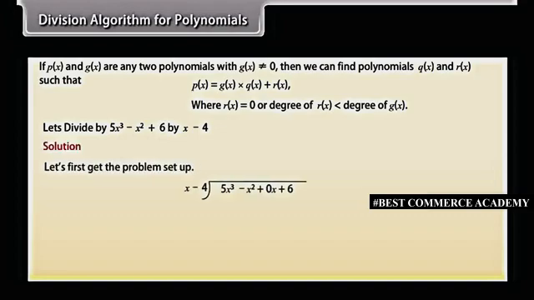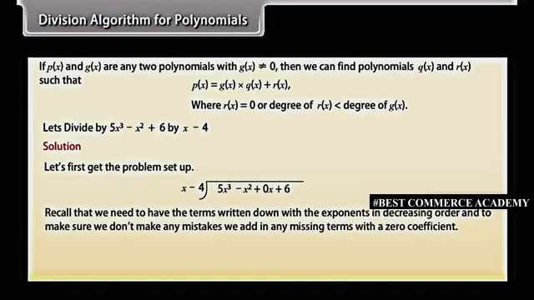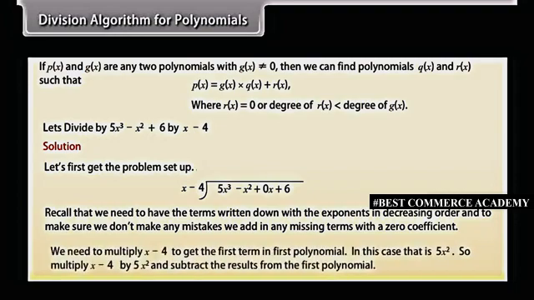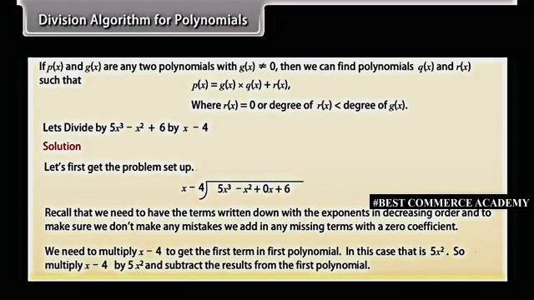Let's first get the problem set up. Recall that we need to have terms written down with exponents in decreasing order, and to make sure we don't make any mistakes, we add in any missing terms with a 0 coefficient. We need to multiply x minus 4 to get the first term in the first polynomial. In this case, that is 5x^2. So multiply x minus 4 by 5x^2 and subtract the results from the first polynomial.